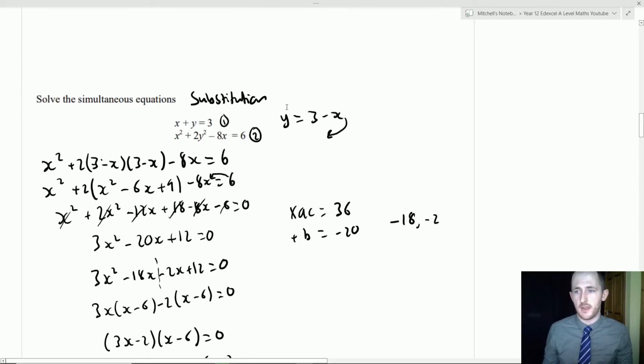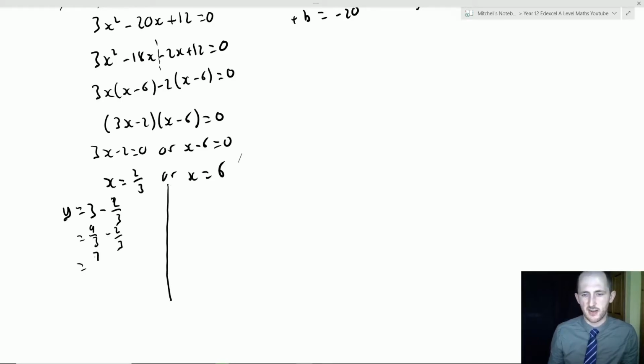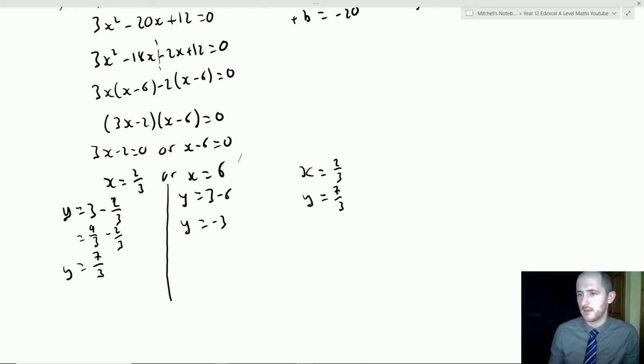And I'm going to use the equation I wrote here, y equals 3 minus x. So y is equal to 3 minus 2/3. So that's going to be 9/3 minus 2/3. Again, you can just use a calculator, by the way, because it's a calculator exam. But it'll be that. Or you have y is equal to 3 minus 6. So y is equal to minus 3. So our four answers, just for complete clarity, is x equals 2/3, y equals 7/3, and x equals 6, y equals minus 3.